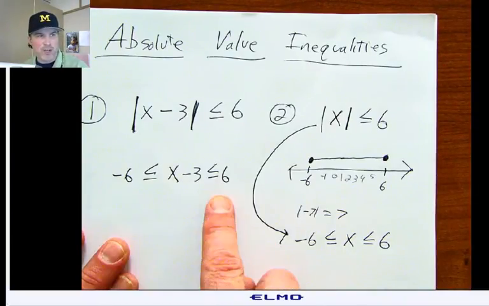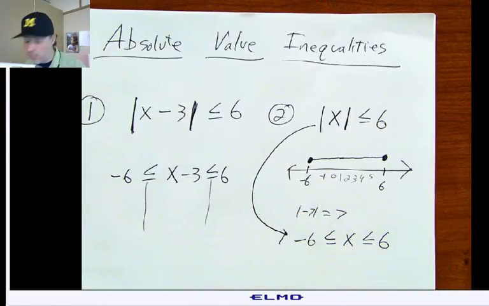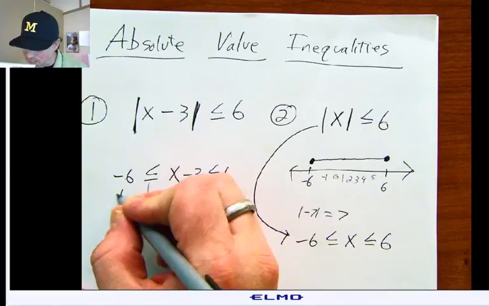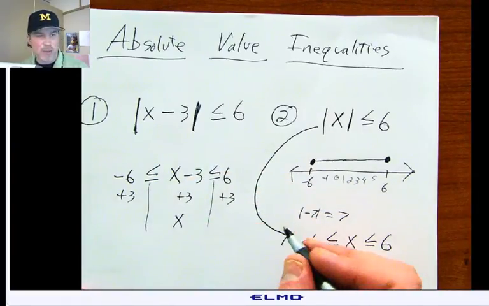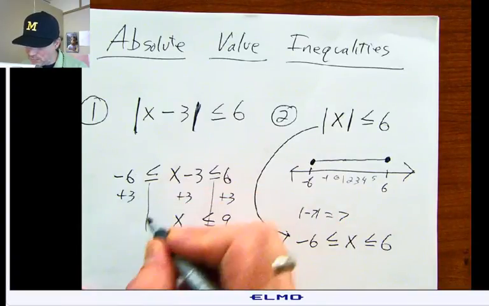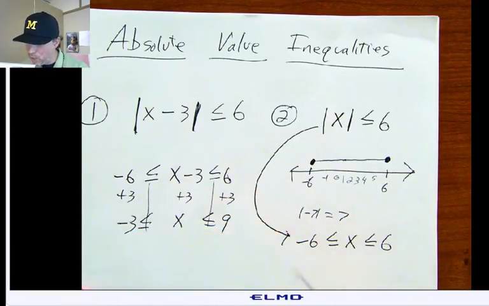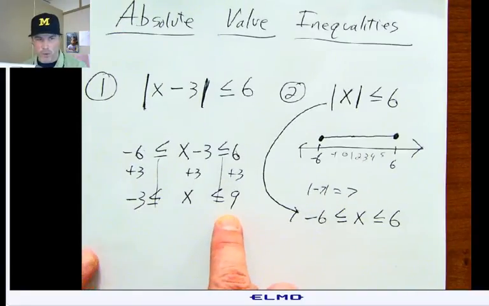Whenever you have inequalities of this variety, you need to add to all three sides of the inequality. To get x by itself, I would add 3 to all three sides. X is now by itself. 6 plus 3 is 9. Negative 6 plus 3 is negative 3. So I have negative 3 less than or equal to x less than or equal to 9.